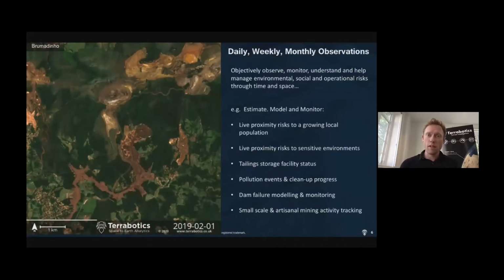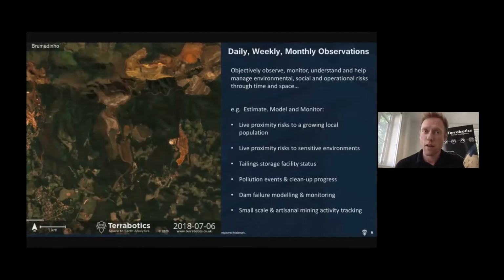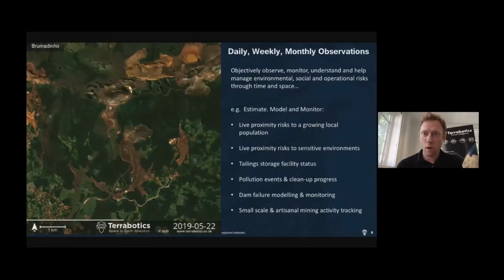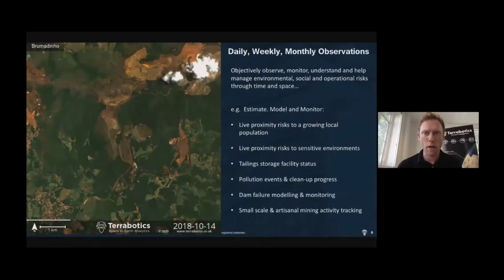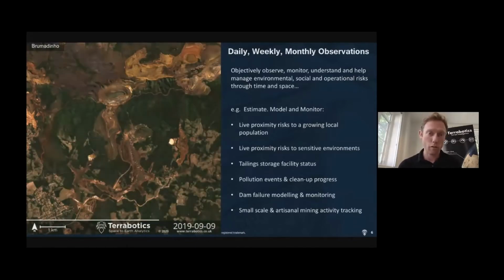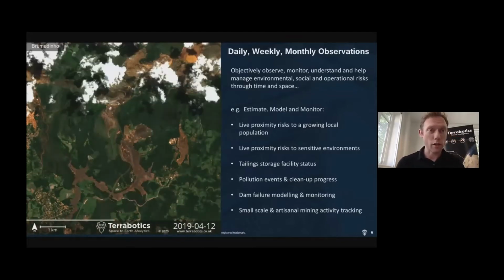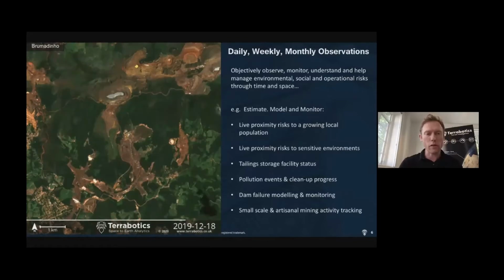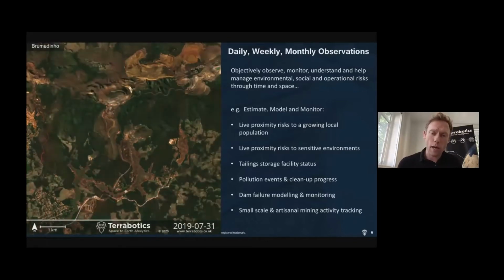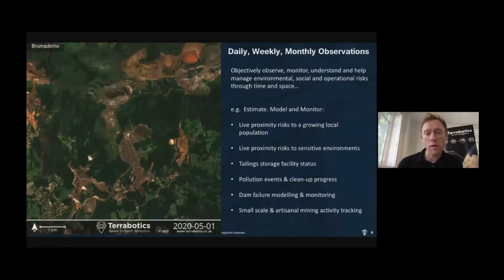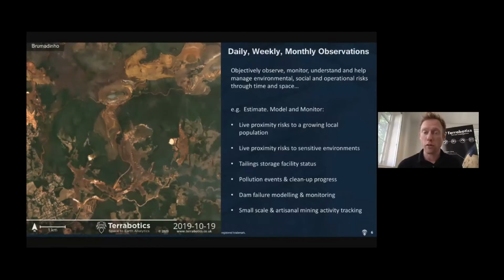So that's giving us daily, weekly, monthly, truly objective observations to help monitor, map, and routinely understand and even help manage environmental, social, and operational risks through time and space. Hopefully you can see a moving animation here of the now very well-known incident at Brumadinho. We have an archive going back a few years and going forwards in time, being updated almost daily, and the volume of data is increasing.